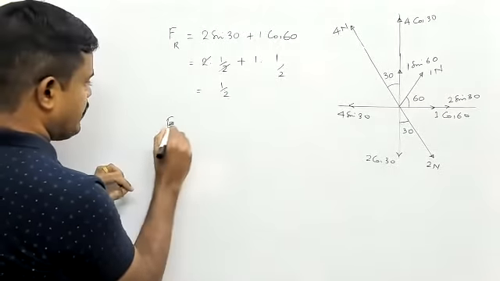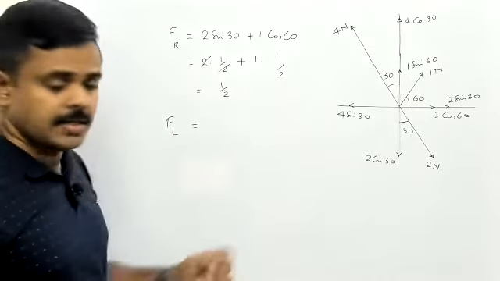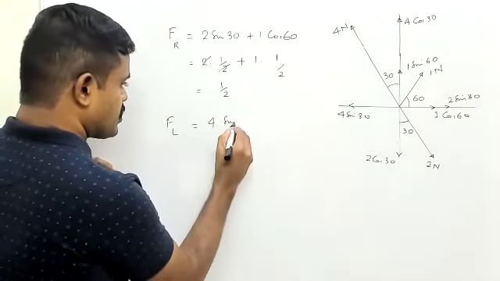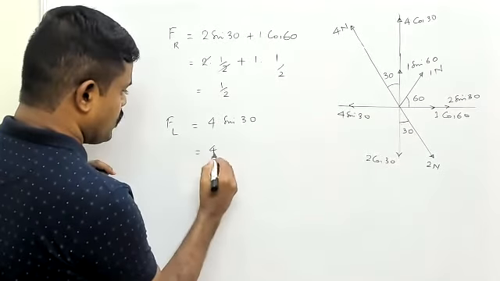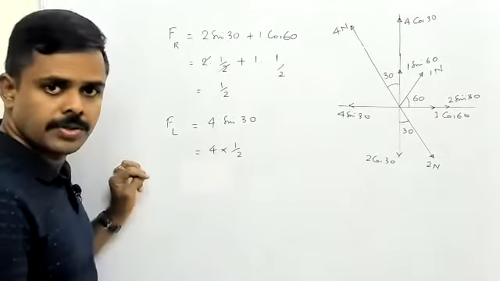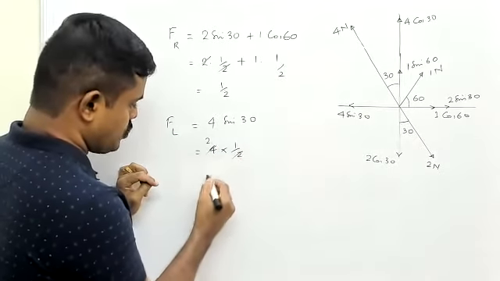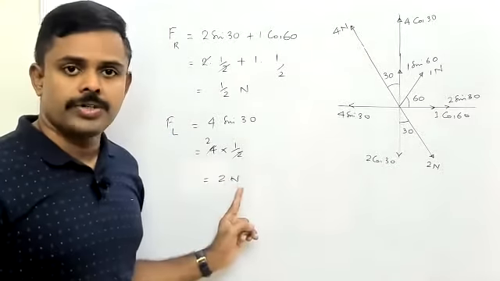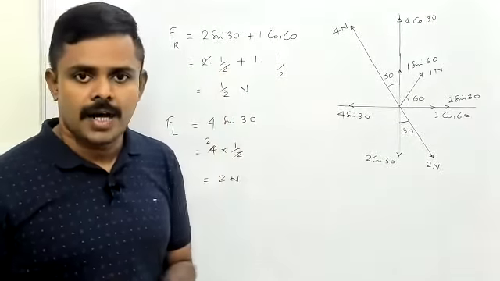Now what is the force to the left? There is only one component of force to the left, which is 4 sin 30. That is 4 into sin 30, which is 1 by 2. Then 2 and 4 are cut, this is 2. So the force to the left is 2 Newton. Force to the right is half Newton.